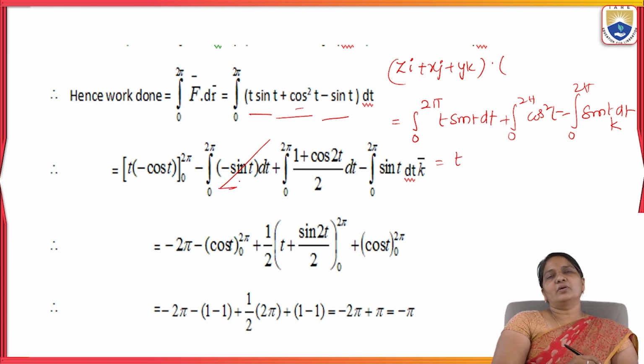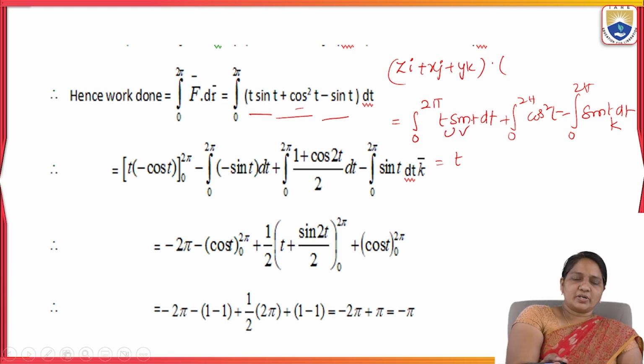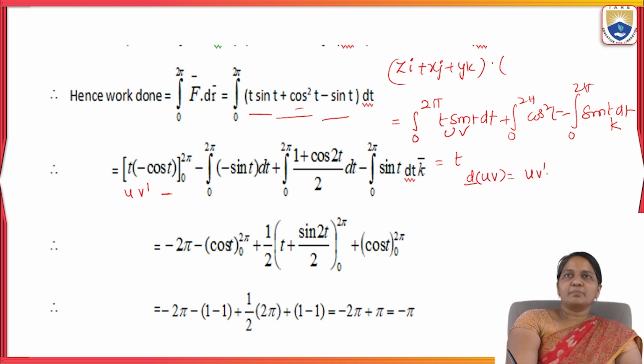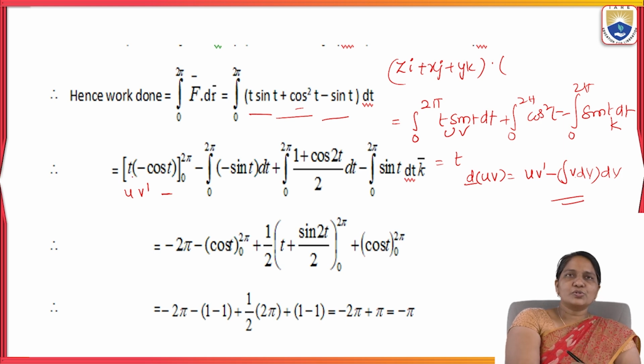So how did we get this term? You can observe we can use u into v. So what is the formula? Integral of u v is u v1 minus integral of v1 du. Now by using this formula, u is t, and minus integral of v is minus cos t. So t into minus cos t from 0 to 2 pi, plus integral minus sin t from 0 to 2 pi into dt.